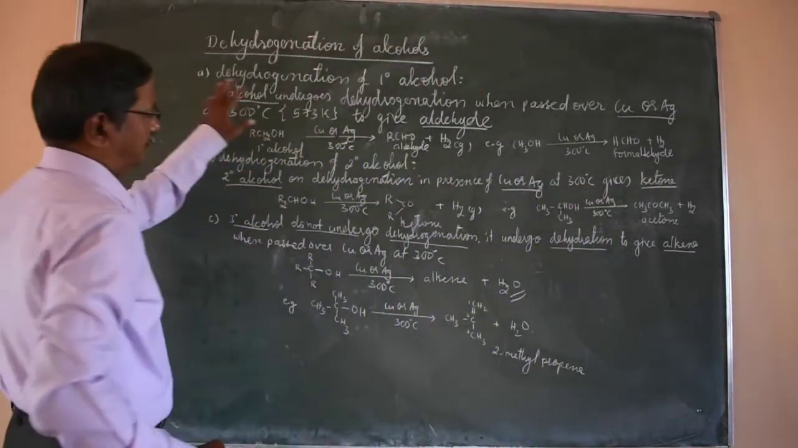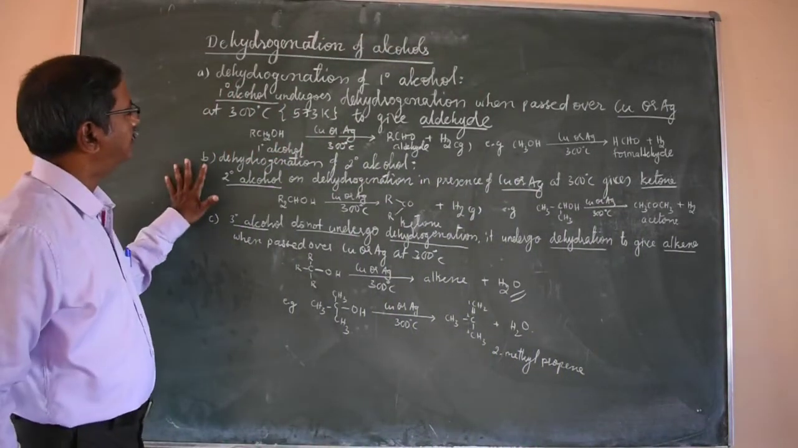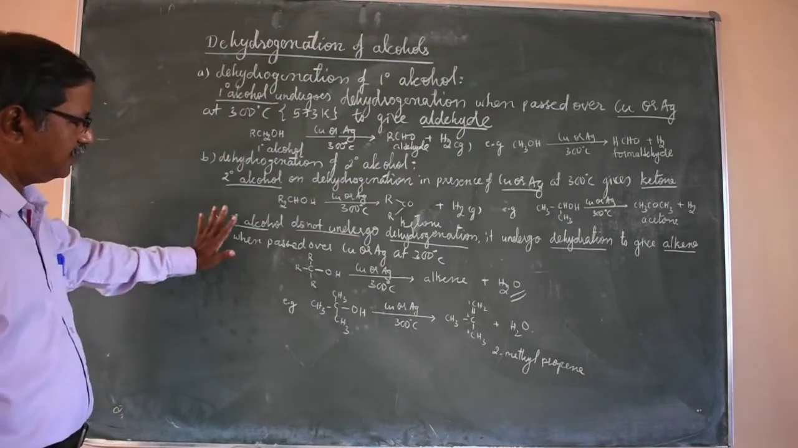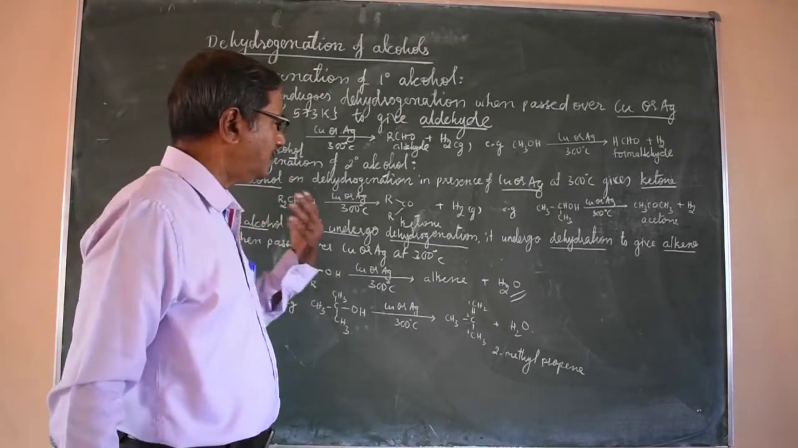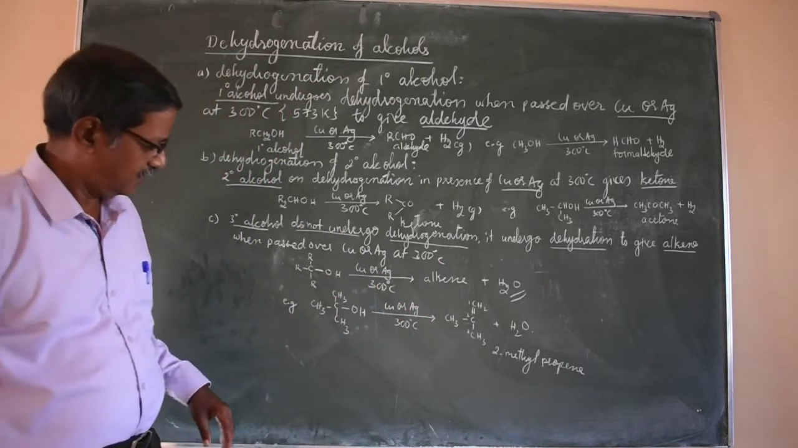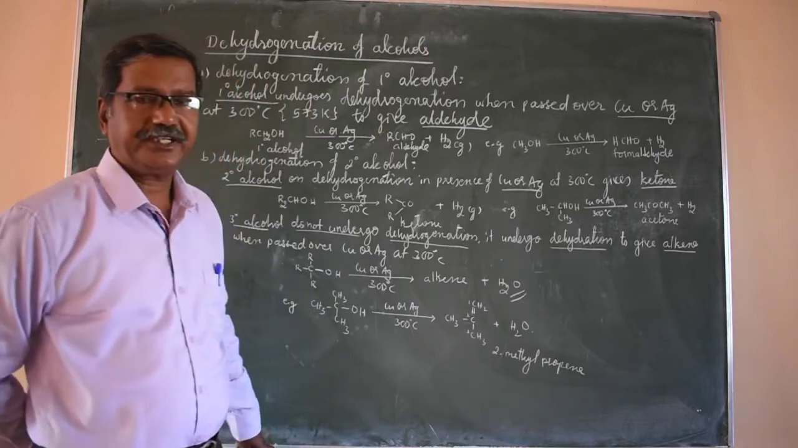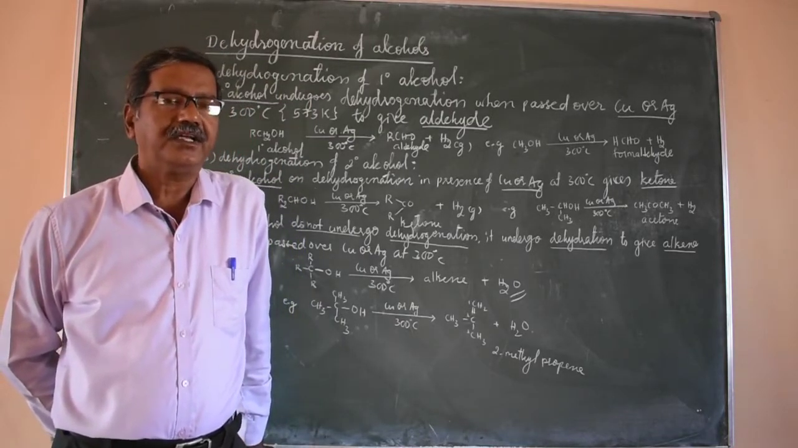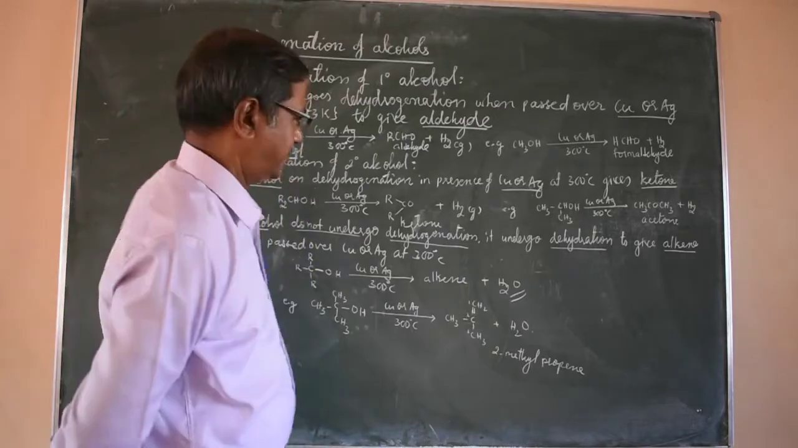1 degree gives aldehyde, 2 degree gives ketone, both are dehydrogenation. 3 degree undergoes dehydration to give the alkene. So this is about dehydrogenation. That means we can distinguish 1 degree, 2 degree and 3 degree alcohol by this reaction.